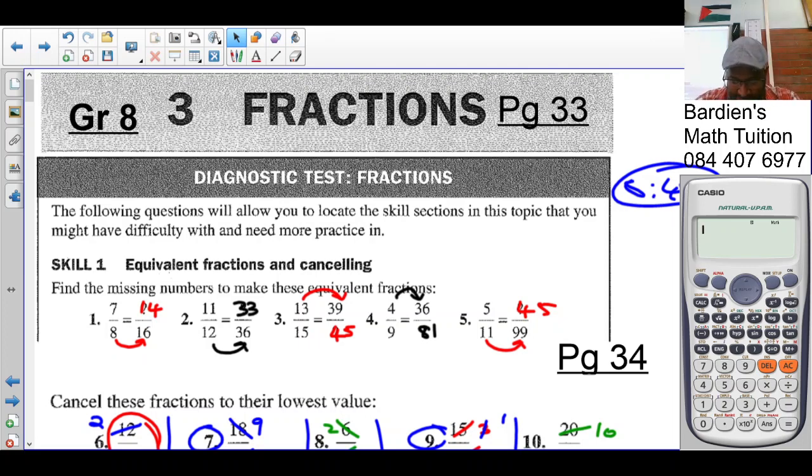Number three. 25 over... Okay, I'll do number three on the board. The answer is 6 and 7 over 12, which is 79 over 12. Okay.